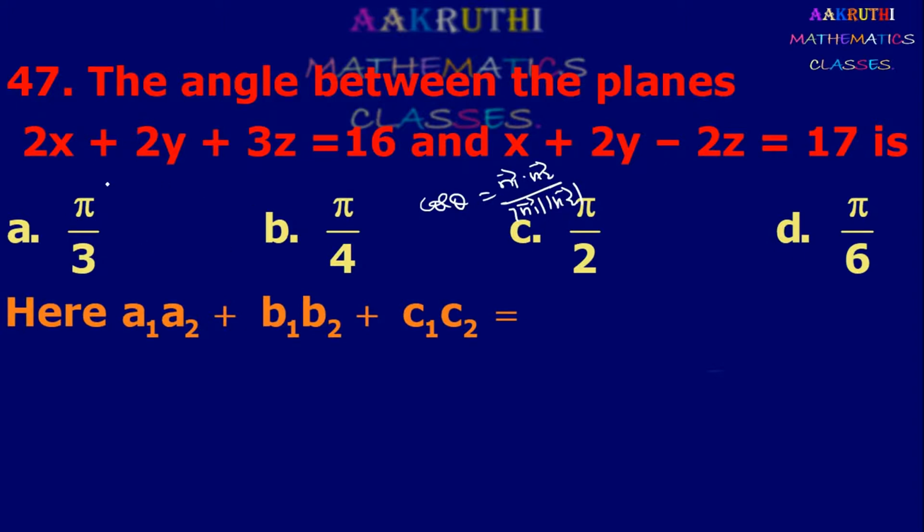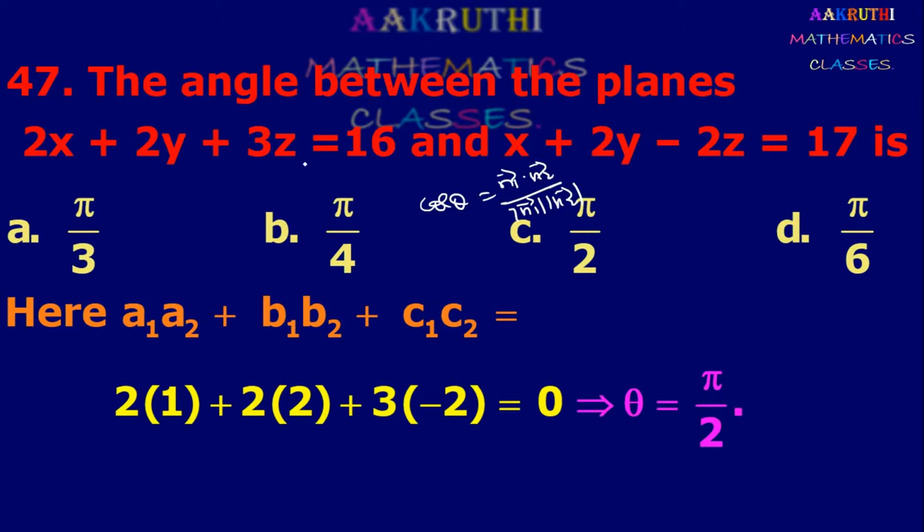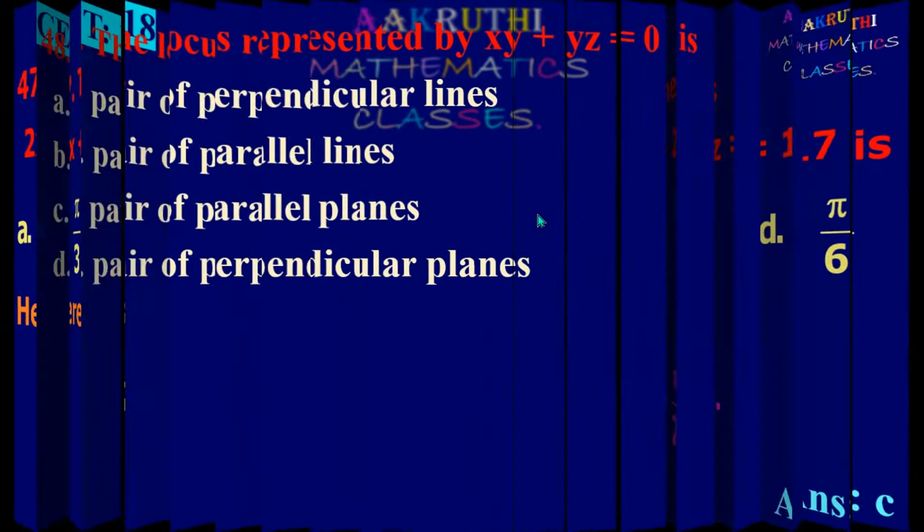So first we find a1 a2 plus b1 b2 plus c1 c2. It is 2 into 1 and 2 into 2 and 3 into minus 2. So we get 0. Therefore a1 a2 plus b1 b2 plus c1 c2 equal to 0 implies the angle between the two planes is 90 degrees, which is option C. So we get cos theta equal to 0, which implies theta equal to 90 degrees.